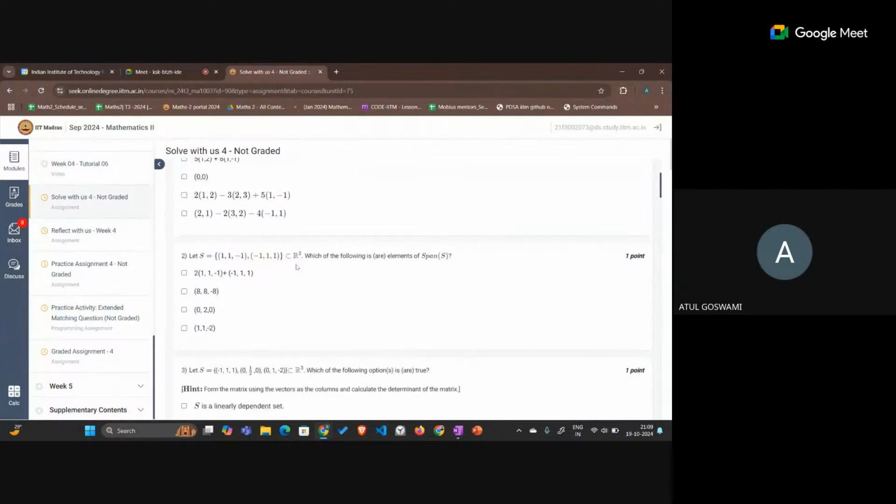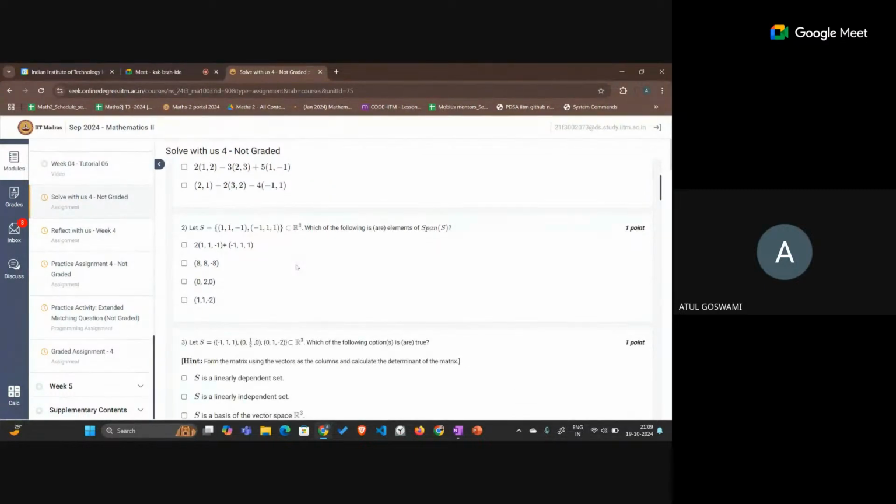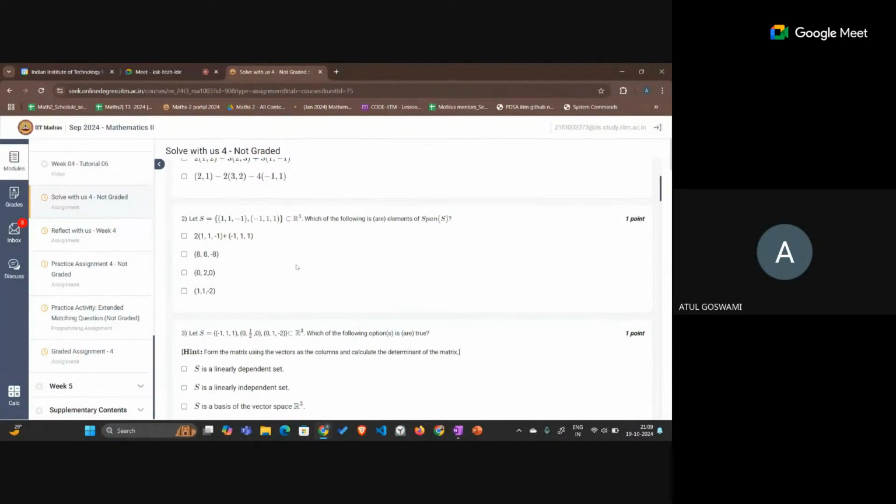Solve the second question. Now we will solve it quickly. What is the second? Take your time and just solve this. The set S is given, and we are asked for the elements of the span of S.